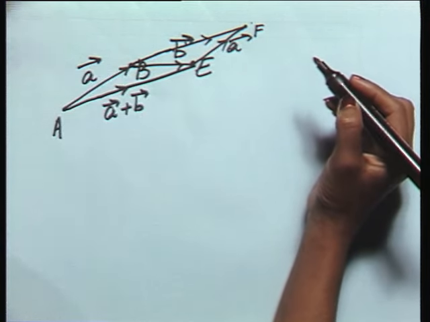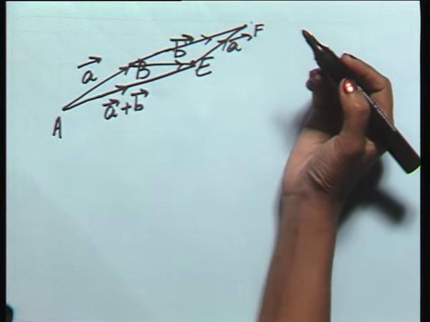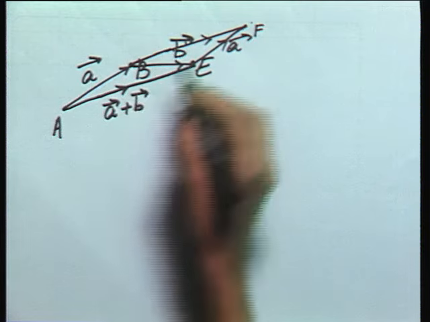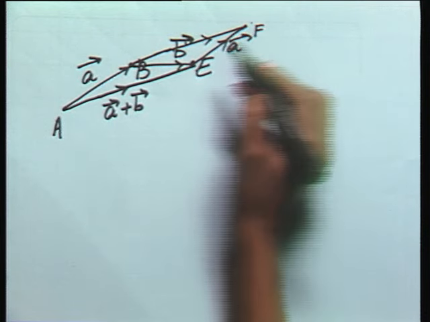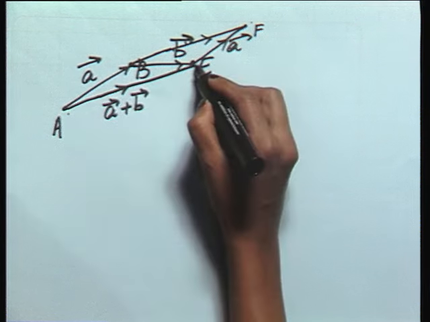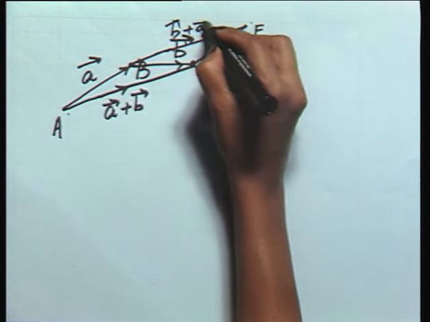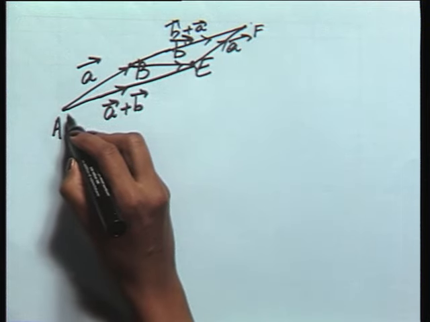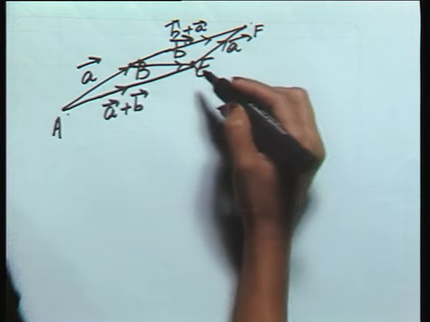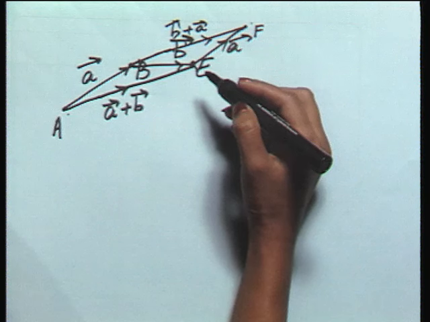Right? Now, let us look at this triangle again. We find here that this is nothing but a parallelogram, right? And that is why we find that this line is equal and parallel to this line, which means that this vector, which we had earlier said is B plus A, is equal to the vector A plus B. In other words, the commutative property for vector addition is true.